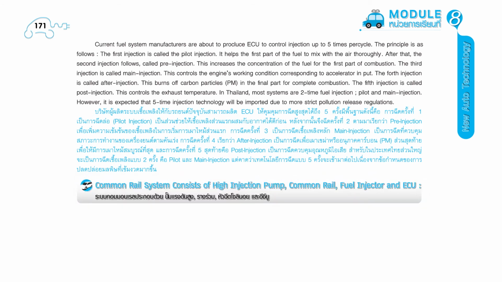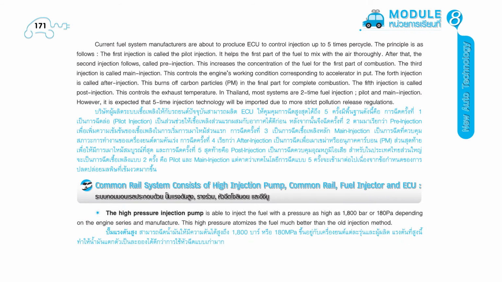The common rail system consists of a high-pressure injection pump, common rail, fuel injector, and ECU. The high-pressure injection pump is able to inject the fuel with a pressure as high as 1800 bar or 180 MPa, depending on the engine series and manufacturer. This high pressure atomizes the fuel much better than the old injection method.